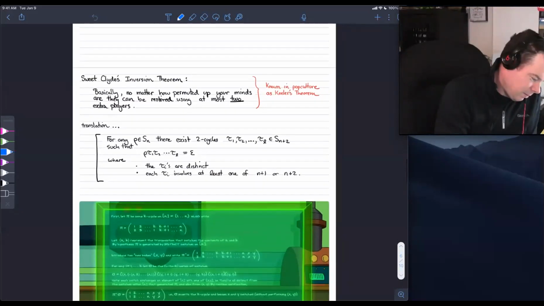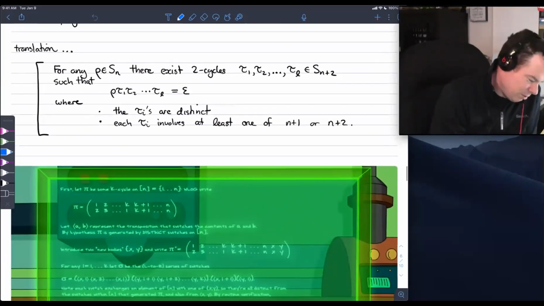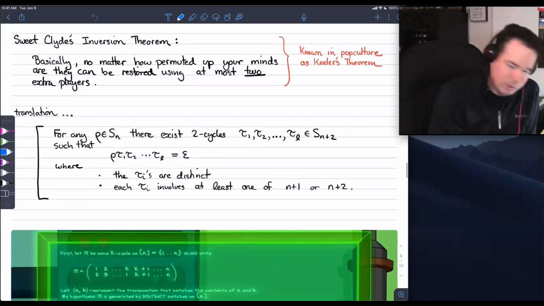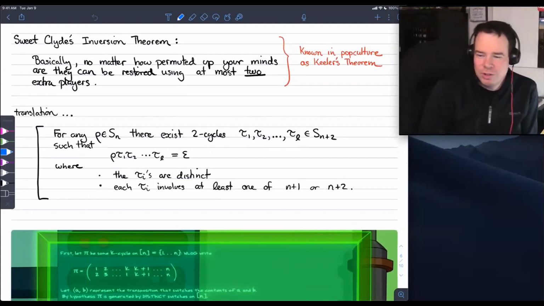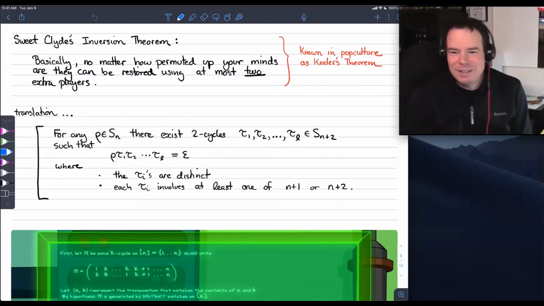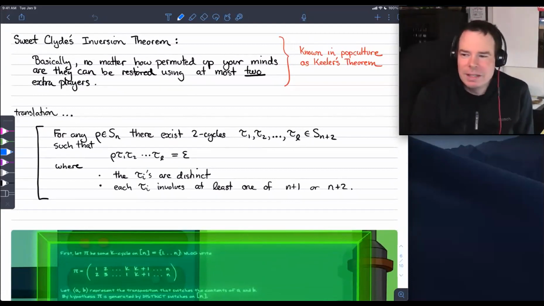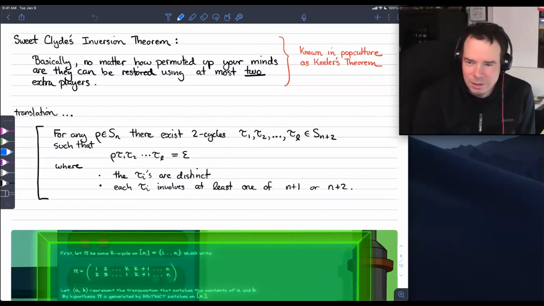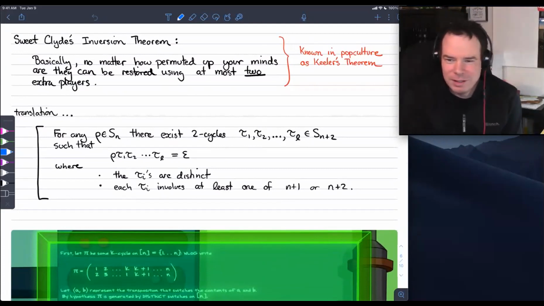And this is the inversion theorem that was stated in the episode. It was known as Sweet-Clyde's inversion theorem. In the episode, that's what it was called. Now in the general populace, it's known as Keeler's theorem, after Ken Keeler, who wrote that episode, or at least the mathematics behind that episode. And so Sweet-Clyde's inversion theorem says, basically, no matter how permuted up your minds are, they can be restored using at most 2 extra players.